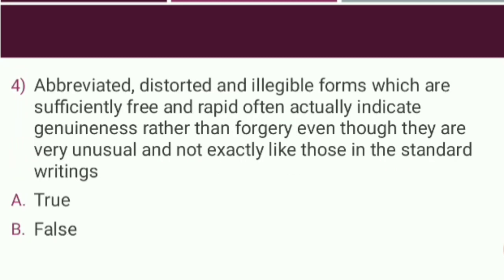Number 4. Abbreviated, distorted, and illegible forms which are sufficiently free and rapid often actually indicate genuineness rather than forgery, even though they are very unusual and not exactly like those in the standard writing. A, true. B, false.